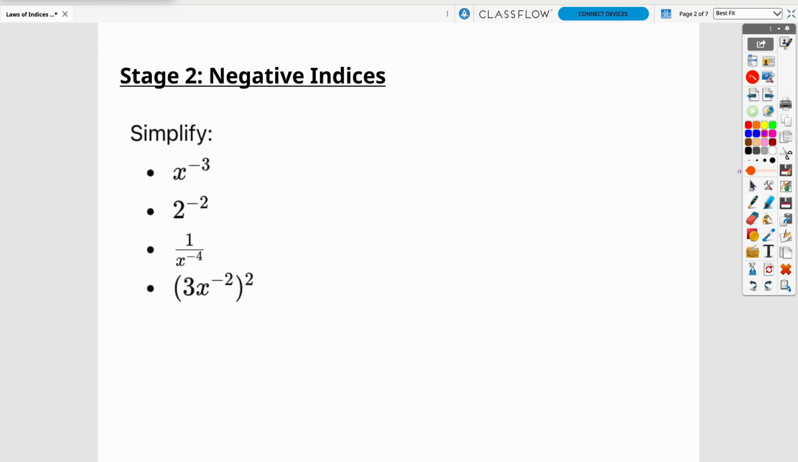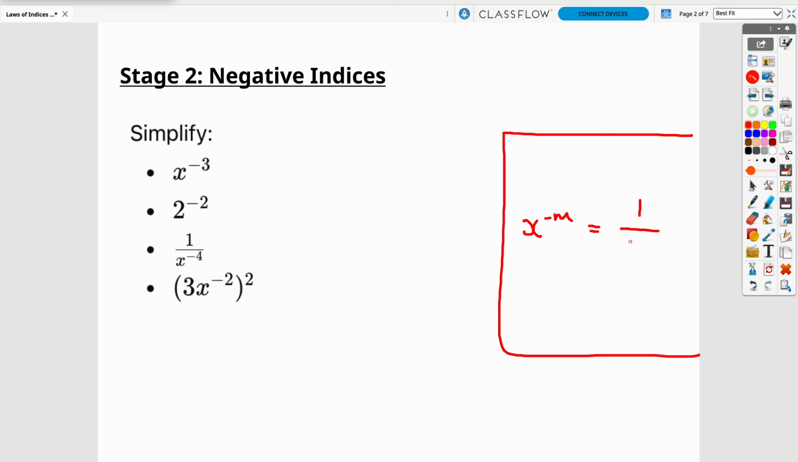Stage 2, and we're looking at negative indices. What we need to bear in mind here is this law of indices, which is that x to the power of negative m is 1 over x to the power of m. So that's all you need to know for these ones, and we just apply it. Look, our m has turned into a 3. So this just means that it's going to be 1 over x cubed for the first one. The next one, the x is now a number. So in this case we've got 1 over 2 squared, and 2 squared we know is just 4. So it's 1 over 4.